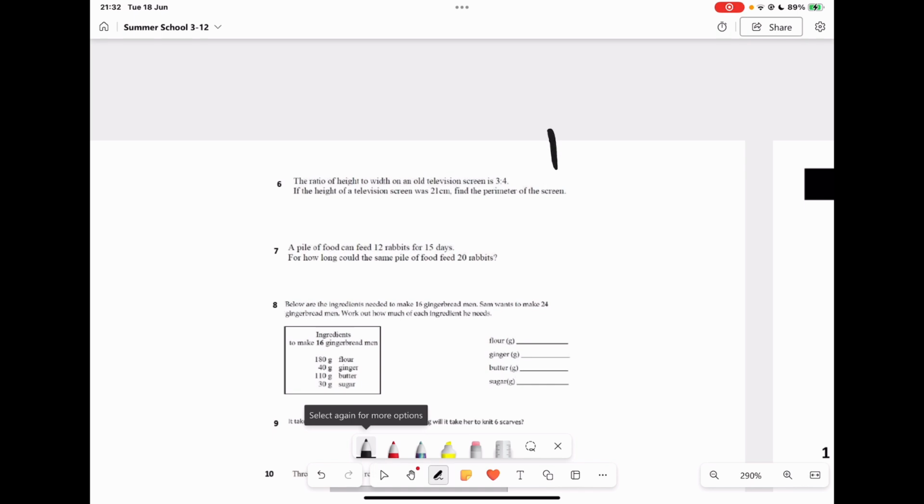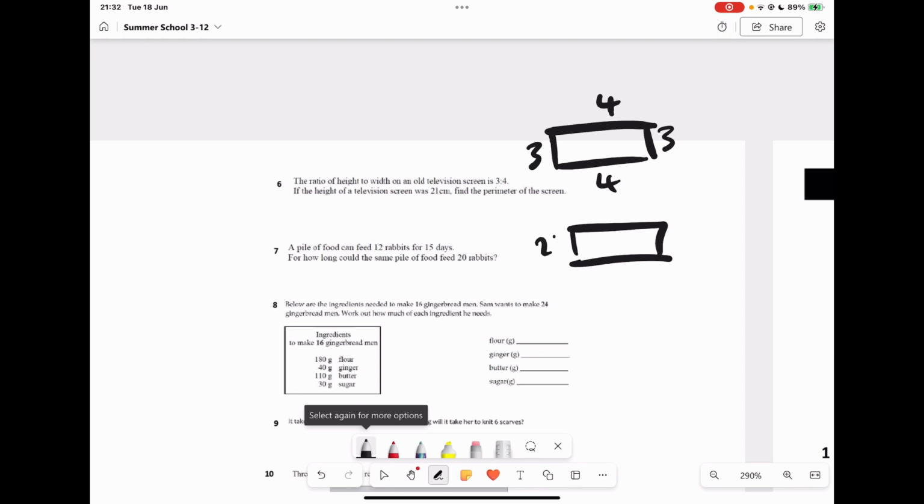So we can also draw this out to help us visualize. That's not quite 3 by 4, but we can imagine 3, 4, 4, 3. And then we also have the height being 21, so then we have to find the perimeter. So the height is 21, so we are following the same scale of 3 by 4 and then 21 to something. So we're multiplying by 7 here, so we do the same to the other side, and it'll be 28.